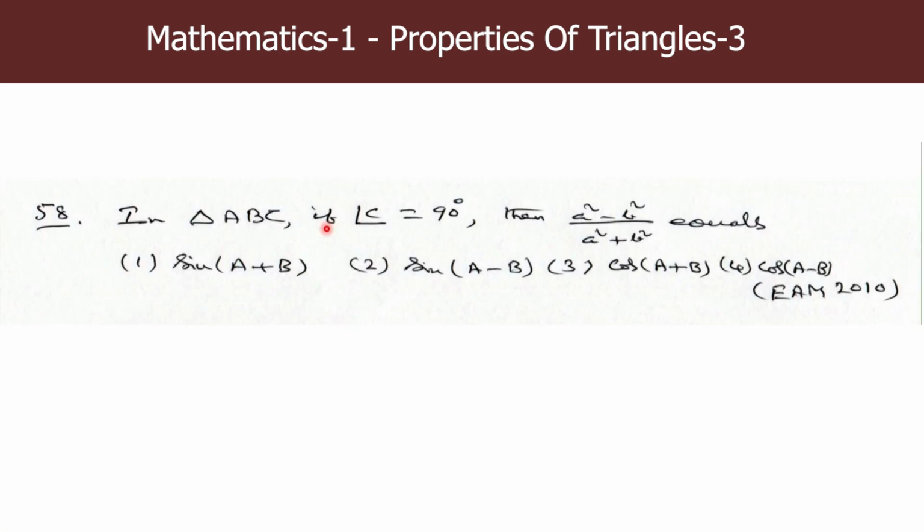58. In triangle ABC, if angle C is equal to 90 degrees, then a square minus b square by a square plus b square equals: option 1, sin A plus B; option 2, sin A minus B; option 3, cos A plus B; option 4, cos A minus B. This is again EAPCET 2010.